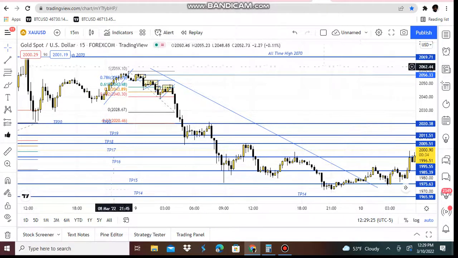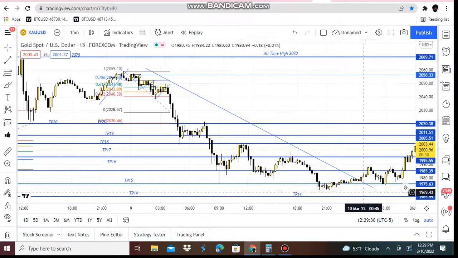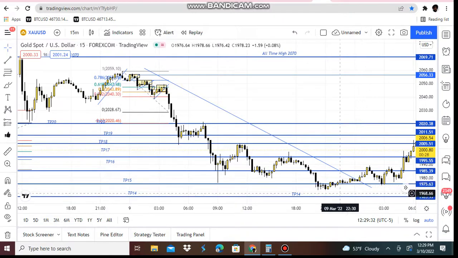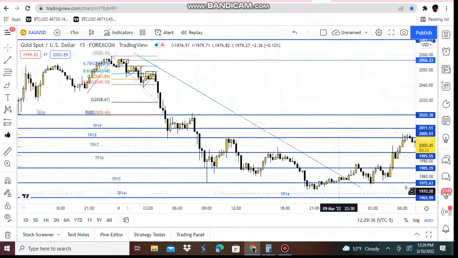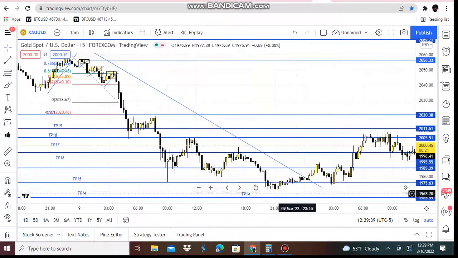You can see gold, we were in a downtrend with gold, right down to 1970. We have our trend line. Once price breaks this trend line, boom, you can see it right here, price breaks this trend line. It starts making higher highs, breaking structure.